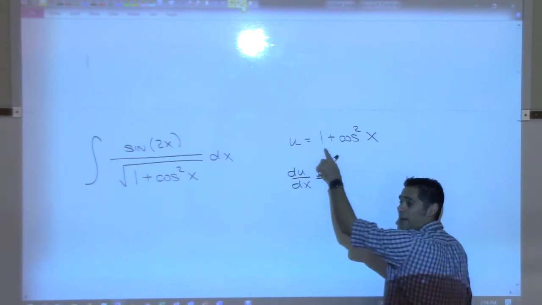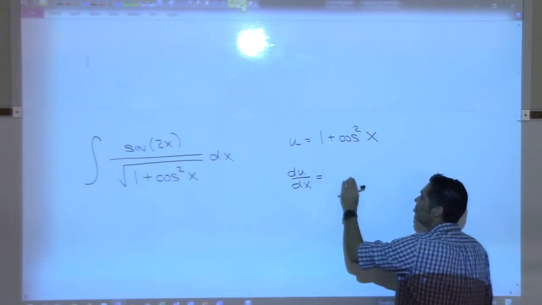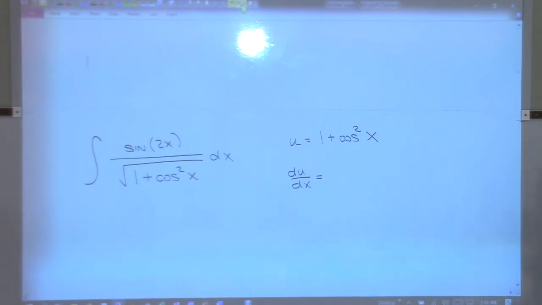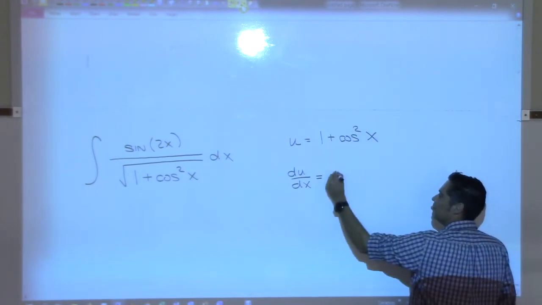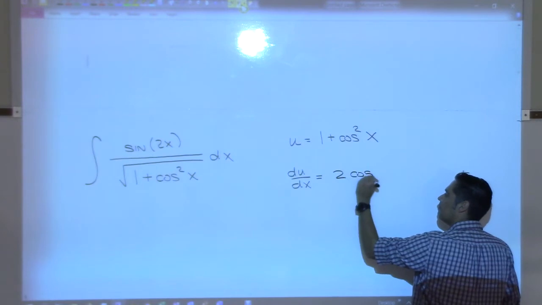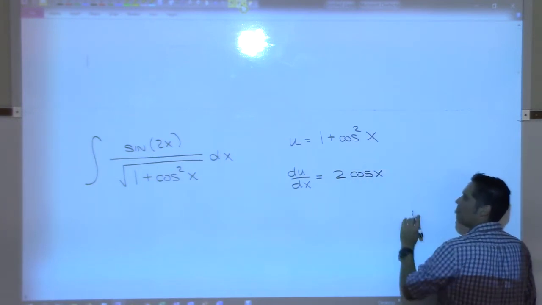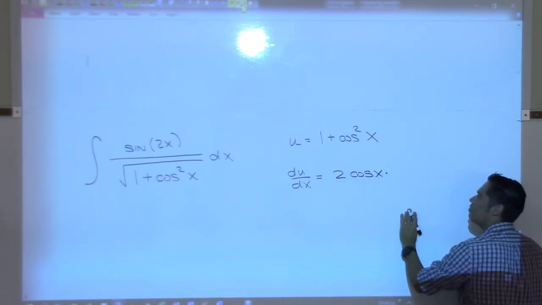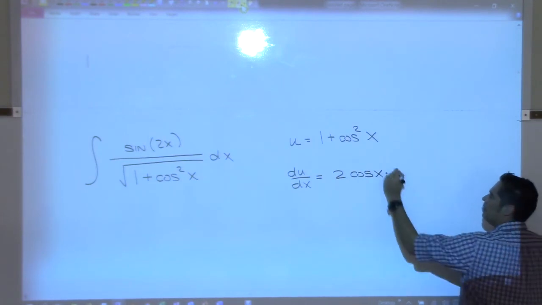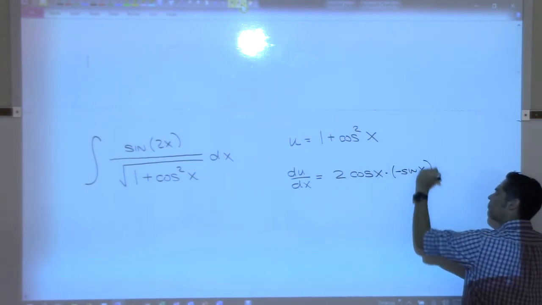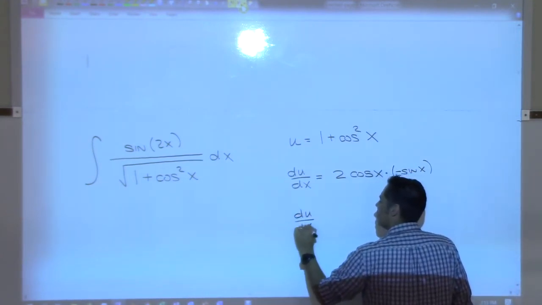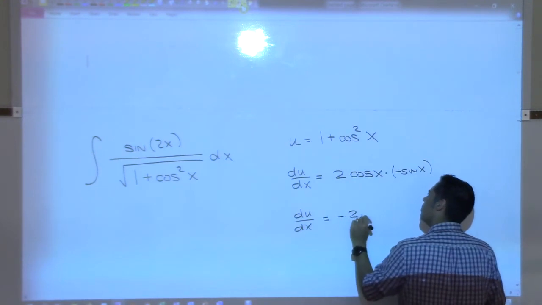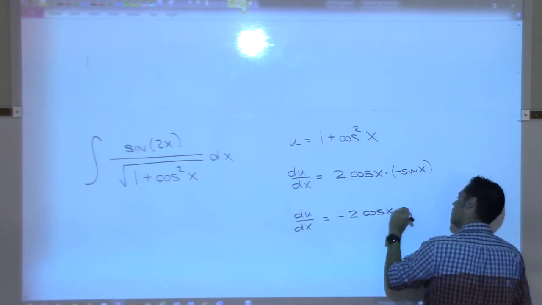So derivative of 1, go on, right? So derivative of cosine squared x. You got to use a little bit of chain rule, right? So go ahead. Put that to the front so that it's 2, then that would be cosine to the first power, right? Yes. Times chain rule, that'd be negative sine of x. Okay, now let's just clean that up a little bit because that's messy. Negative 2 cosine x times sine x.